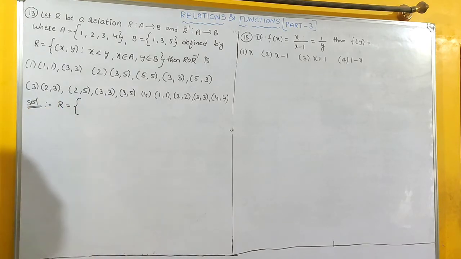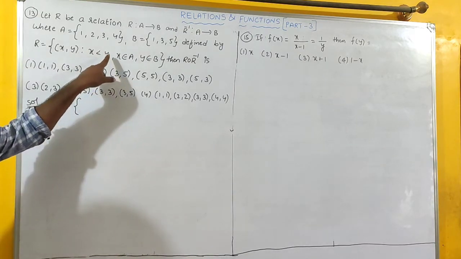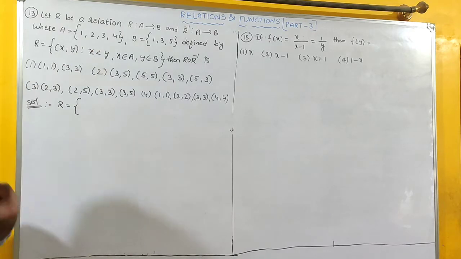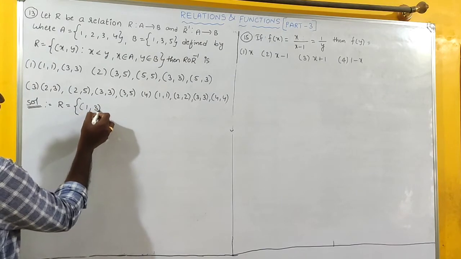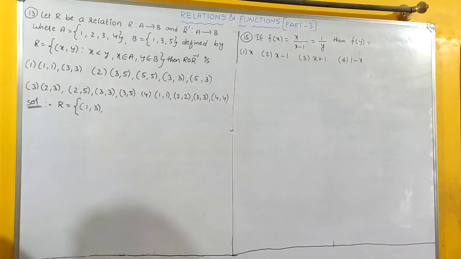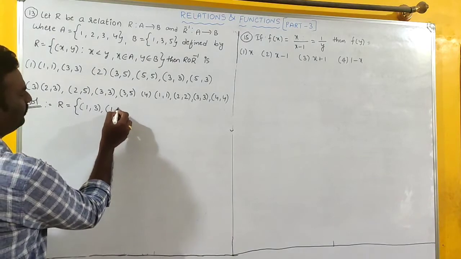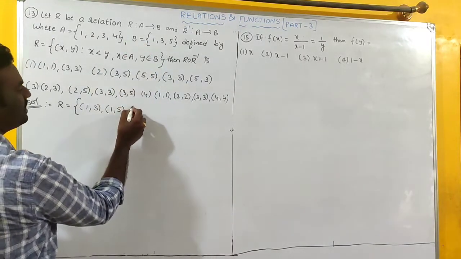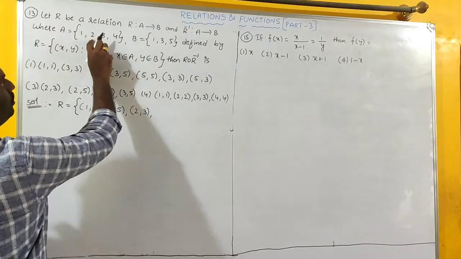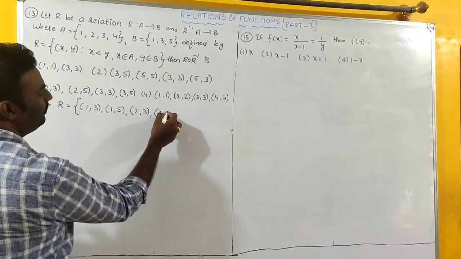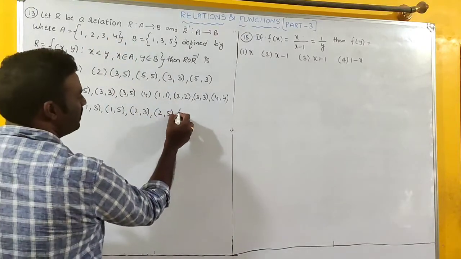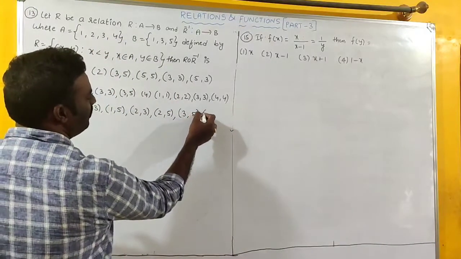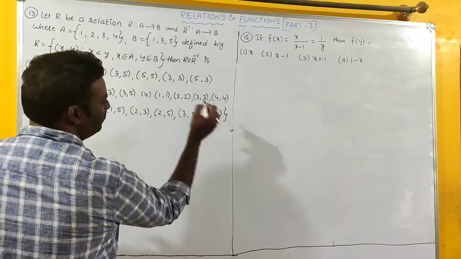How to find this relation? Okay. Now, x less than y is the condition. 1 less than 1, that is wrong. 1 less than 3, that is correct. 1 less than 5, that is also correct. 2 less than 3, that is correct. 2 less than 5, that is also correct. 3 less than 5, that is also correct. 4 less than 5, that is also correct. This is R.